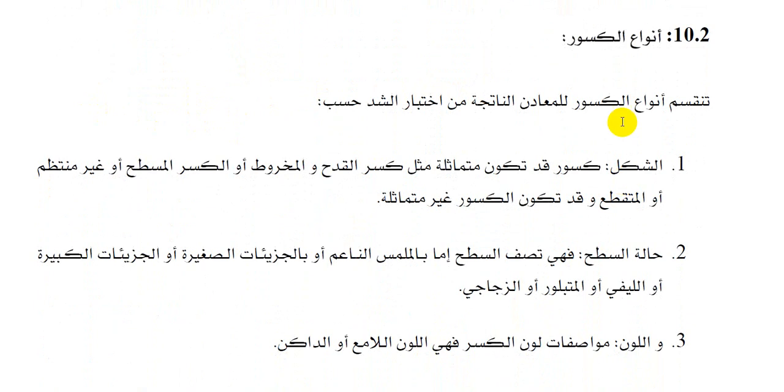Now we're just going to visualize article 10.2, the types of structures. The types of structure resulting for the metals from the tensile test are subdivided according to the following. First, the morphology, or the shape. The fracture could be identical, such as the glass fracture, the conic fracture, the flat fracture, or the uniform or truncated fracture.